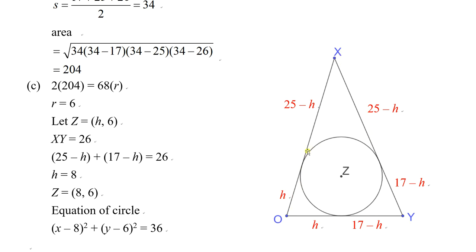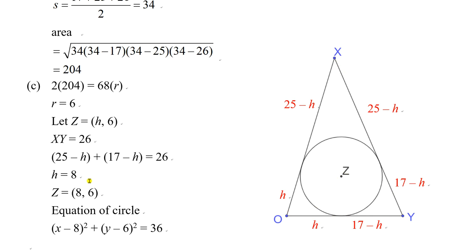That's 25 minus h. Here use tangent properties again, 25 minus h. And here OY equals 17. So here from the contact point to Y also 17 minus h. So using the tangent property again, here also 17 minus h. And hence the sum of these two lengths will be 26. Then you can find h here. Okay. So you will know h equals 8. That is actually the x coordinate of this center Z.